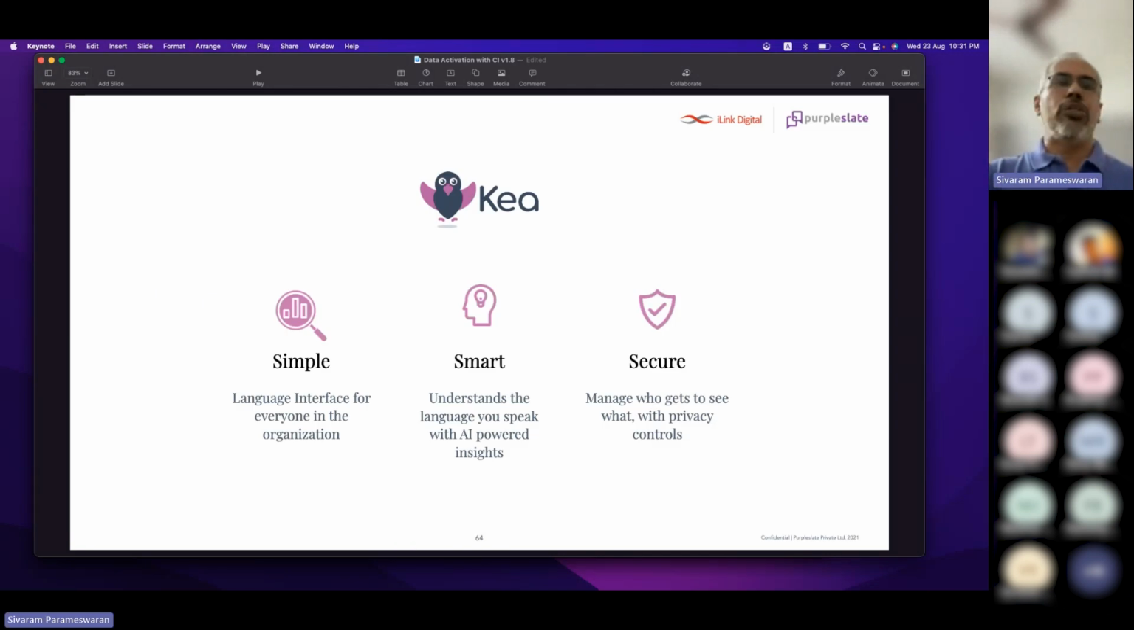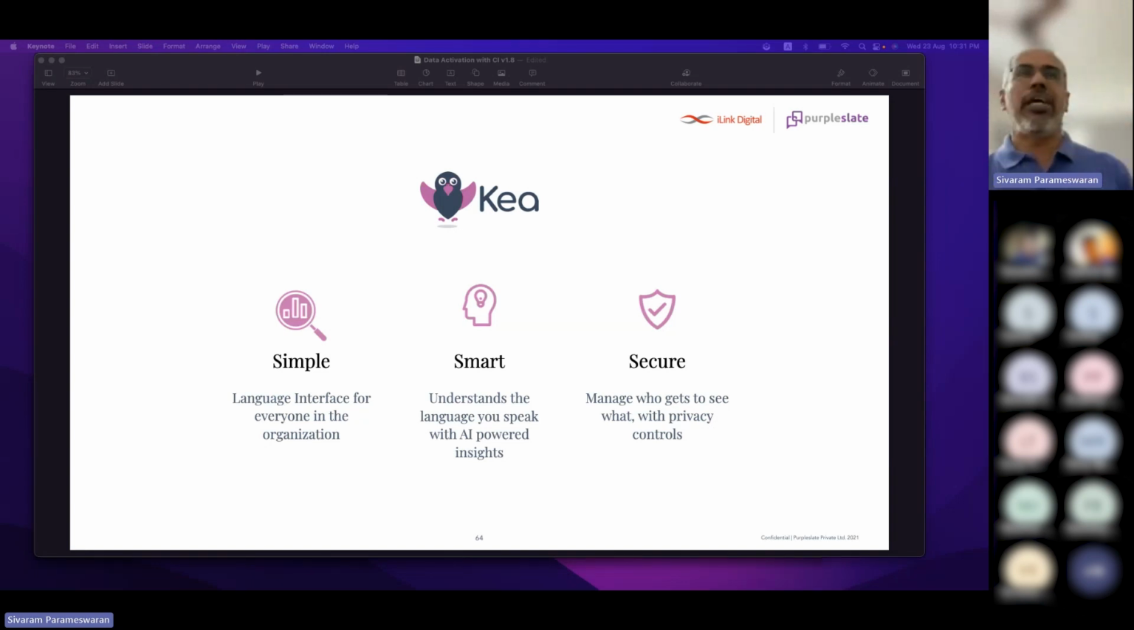Exactly on time, a little over a minute. I will stop here. That was a quick rundown on the concepts around conversational AI as well as data activation, and a quick introduction to our platform.